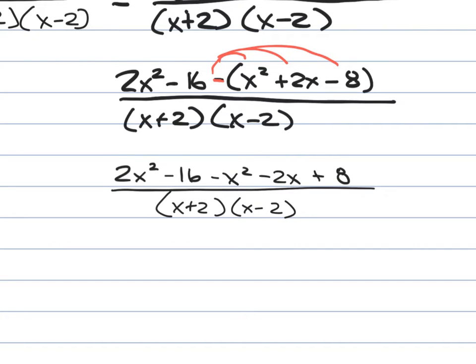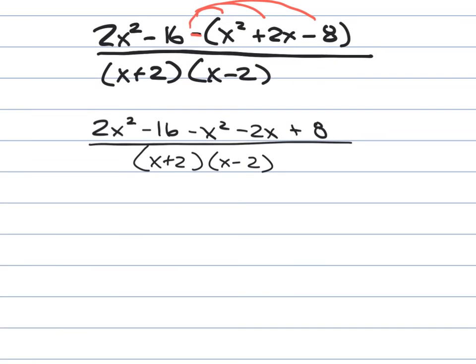Anything in the top that can be combined? 2x squared, negative x squared. 2x squared minus x squared gives me? x squared. So those are dealt with. Nothing for the negative 2x to do. Negative 16 and 8. Negative 16 plus 8 gives me? Negative 8.